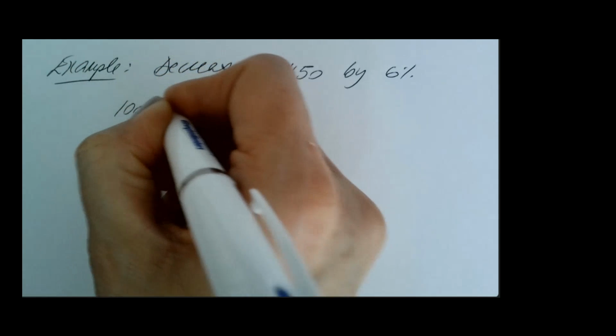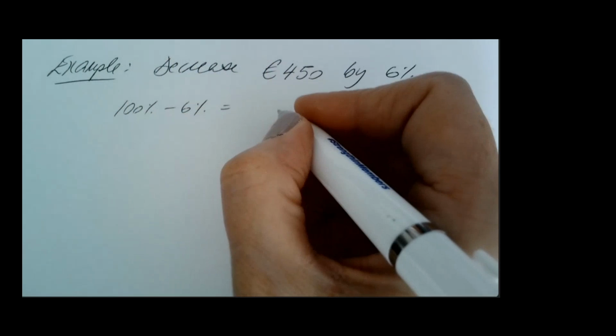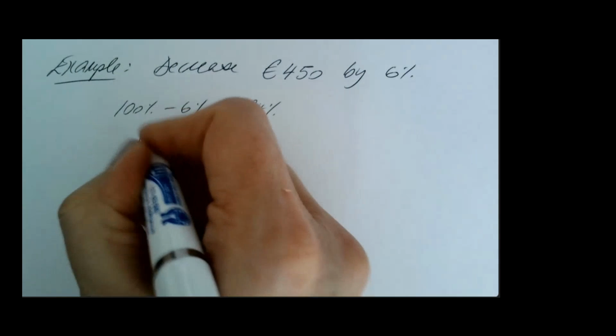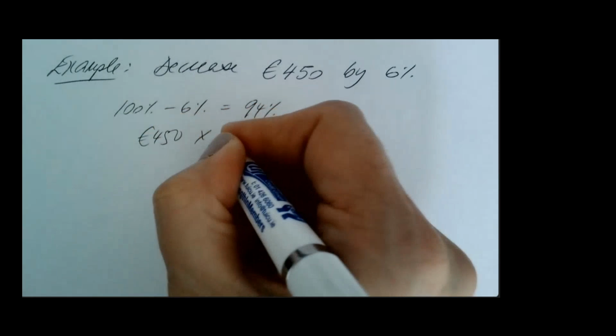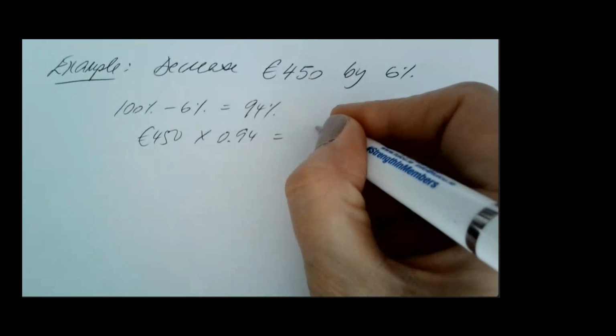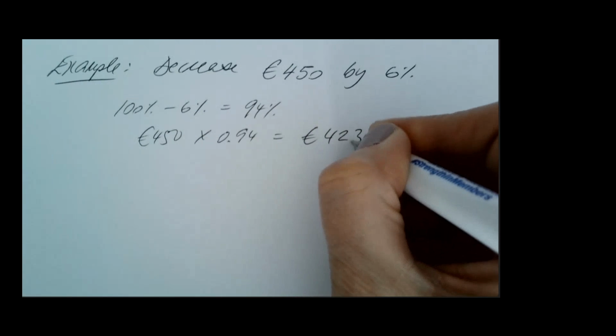Okay, last question. Pause the video if you want to give this one a go on your own and try it the quick way. We want to decrease 450 euros this time by 6%. So if we want to decrease by 6%, what we're really looking for is 94%. So we're going to take our quantity and multiply by the decimal version of 94%, which is 0.94, and we are getting 423.